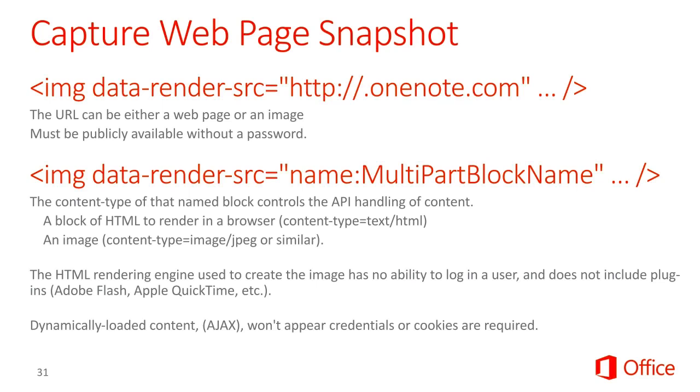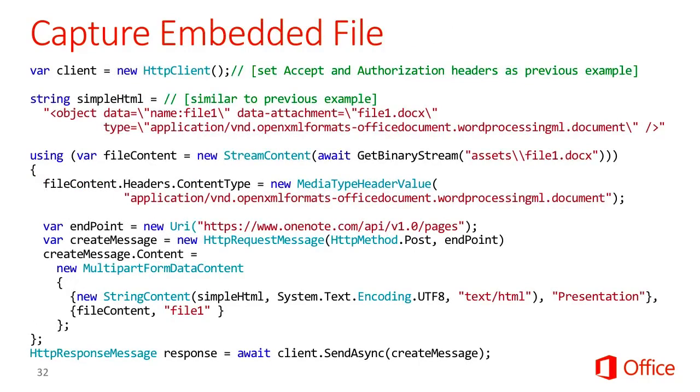Dynamic content won't appear, such as content in an AJAX request, or content that depends on some sort of cookie. I can also capture an embedded file.